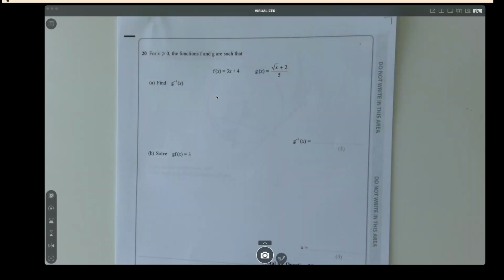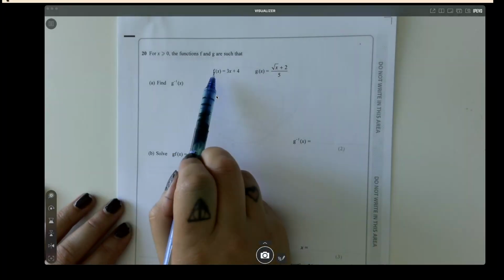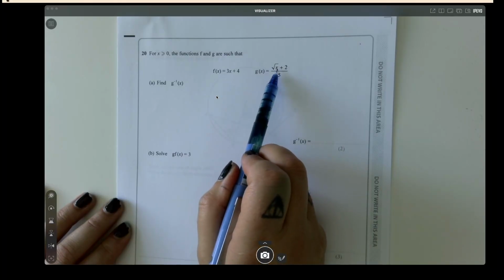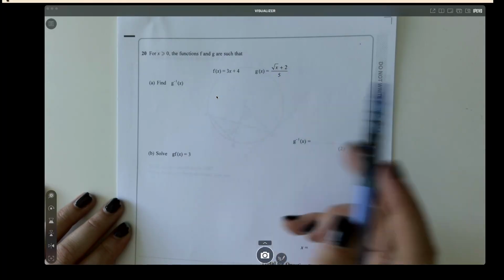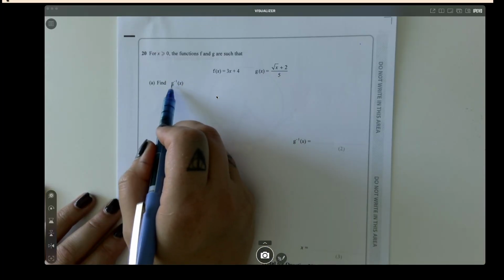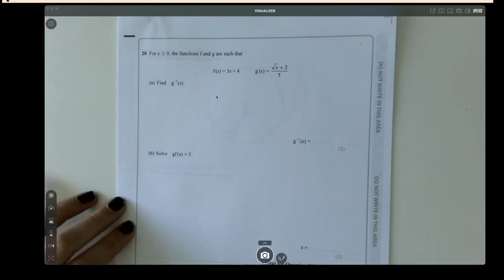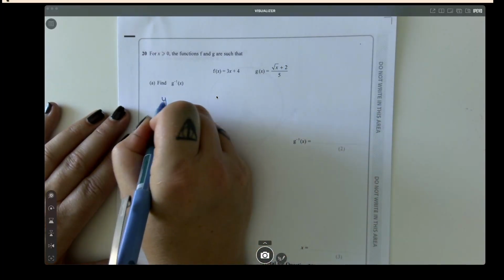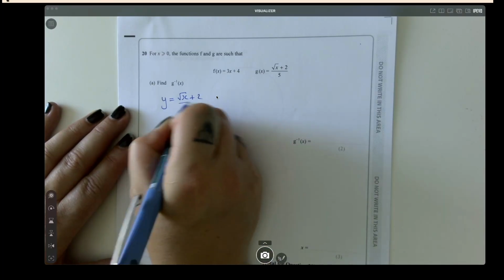Question 20. For x is greater than or equal to 0, the functions f and g are such that f of x equals 3x, add 4, g of x equals the square root of x, add 2, all divided by 5. Part A, find the inverse function for g. So this one here, we're going to find the inverse function. So I'm going to write it as y equals root x plus 2 over 5.